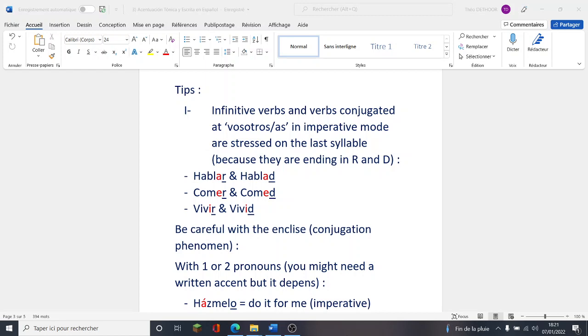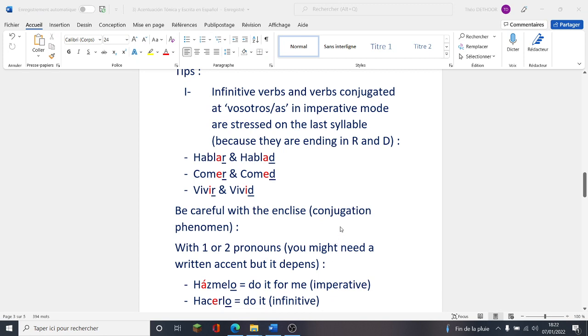It's stable. If you are facing an infinitive verb or a verb that is in the imperative form of vosotros or vosotras, it would basically be accentuated on the last syllable. But be careful, because it's for the normal form of them.